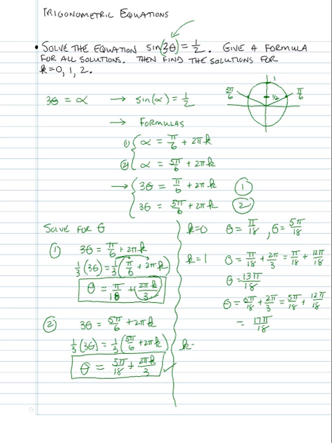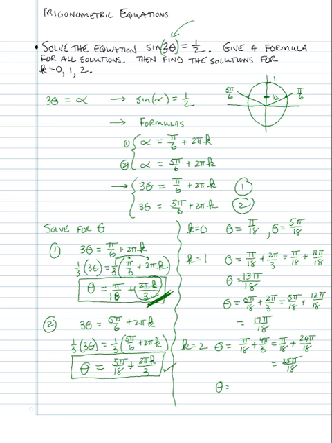And if k is equal to 2, we just go through this process again. Theta would be, for the first formula, pi over 18 plus, I'm looking at the formula right here, 2 pi times k, which is 2, that's 4 pi over 3. Now I need a common denominator, which is going to be 18, and so this 4 pi over 3 I will write as 24 pi over 18. And that ends up being, of course, 25 pi over 18. Now that's for the first formula.